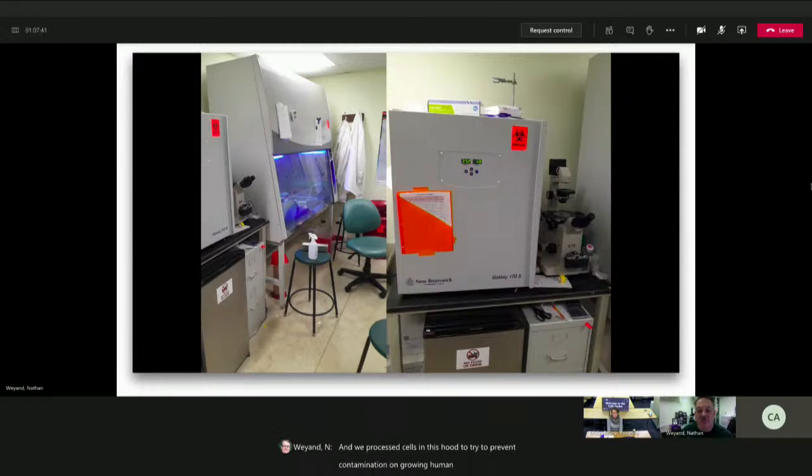Growing human cells in plastic dishes, you have to do it in certain ways to prevent contamination. On the right here is another CO2 incubator that we grow just our tissue culture cells in, so human cells in this incubator. The other incubators I showed you are in my main lab, and we grow bacteria in there, or human cells infected with bacteria.